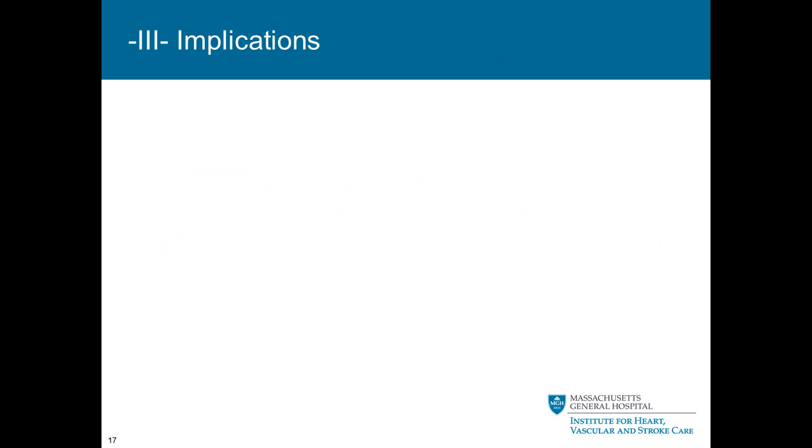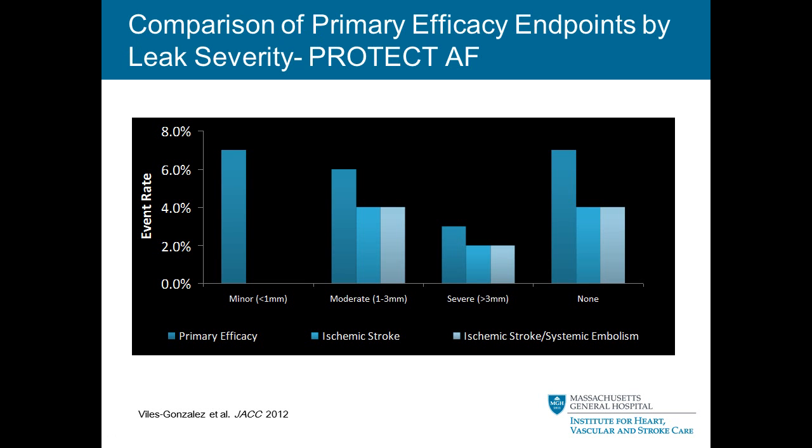So what does this all mean? We talked about how it happens. I discussed with you its prevalence. So let's see what it means to have some kind of communication between the atrium and the appendage after these procedures.